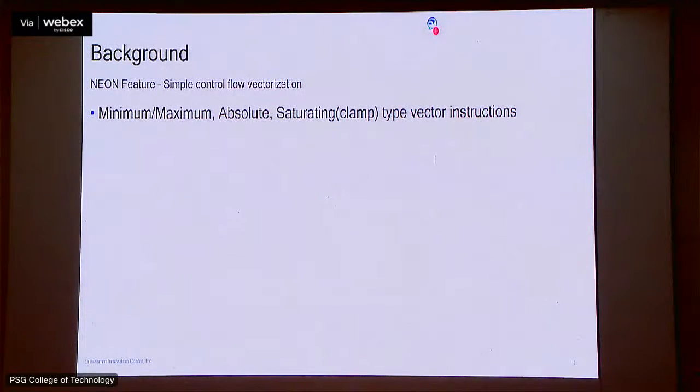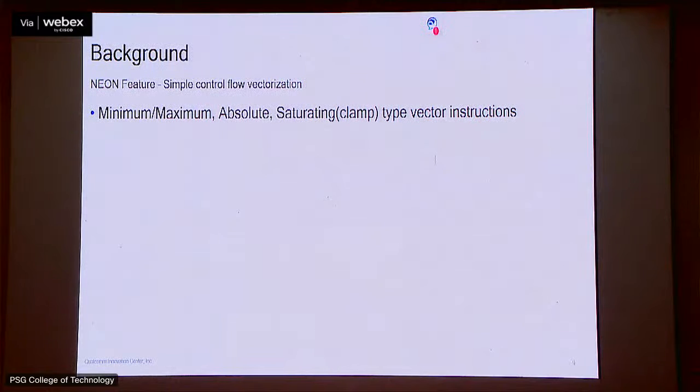So the other one I talked about is what is called, Neon has simple control flow vectorization. Control flow is one of the most difficult things to vectorize because it's all or nothing. Either the compiler needs to very well understand how the control flows and make sure that the control flows the same way for every piece of data, which is not easy. I'll talk about that when I come to SVE.